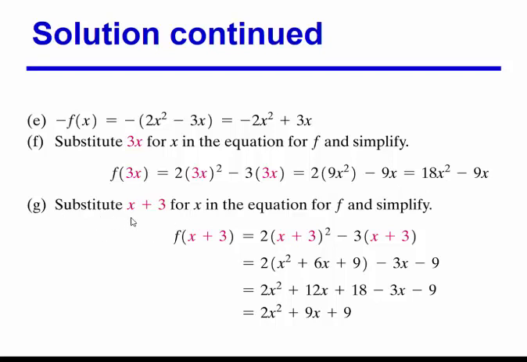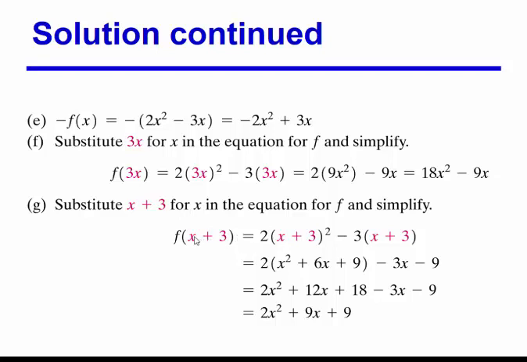And then for g, we're going to substitute x plus 3 for x in the equation and simplify. So f of x plus 3 is equal to 2 times x plus 3 squared minus 3 times x plus 3. So remember, it does not matter what you have within these parentheses. You can have f of anything, and all you're doing is replacing the variable with the value that you have, or the expression that you have within the parentheses here.